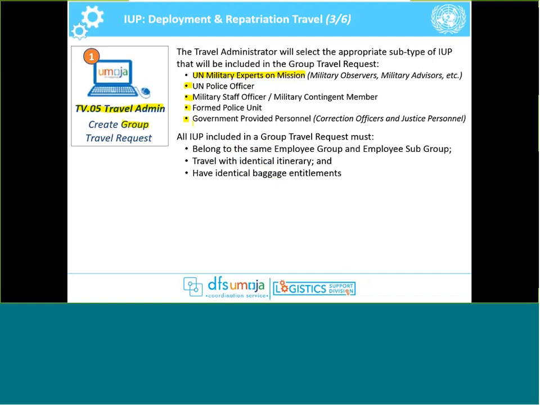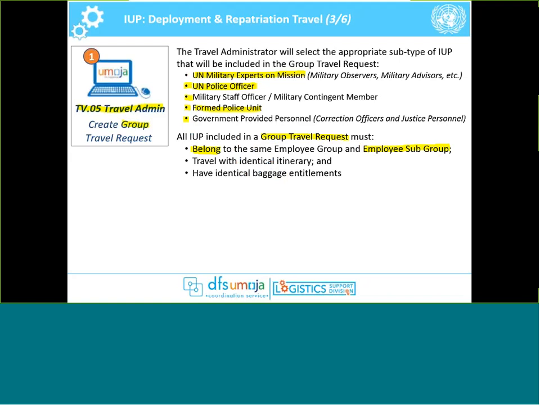And you need to understand that in a group travel request, all the travelers included must belong to the same employee subgroup. So in a group travel request, you cannot mix travelers from different subgroups. You cannot mix one police officer with one formed police unit. So if, for example, you're traveling a police officer in the group travel request, all the other travelers should also be UN police officers.